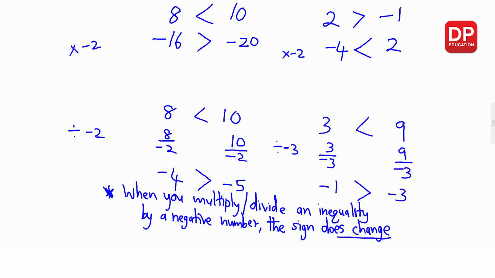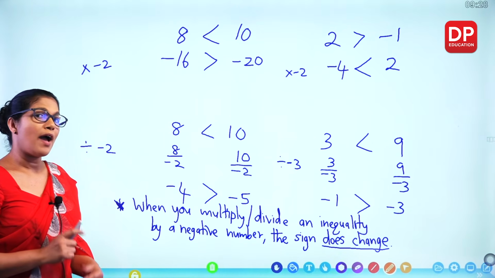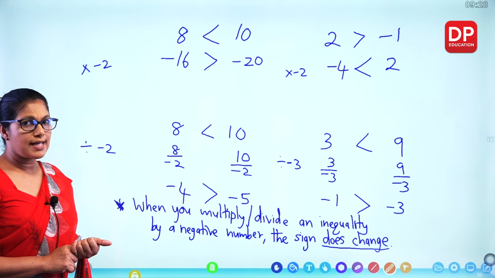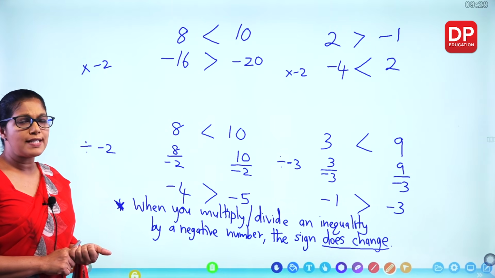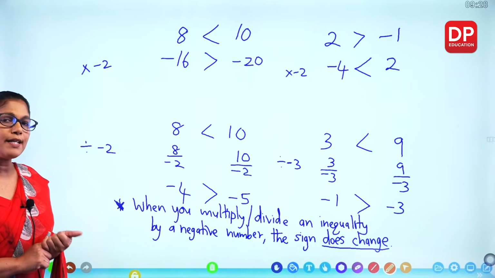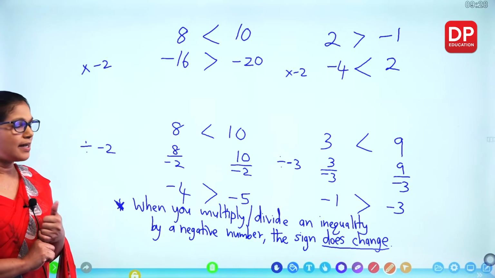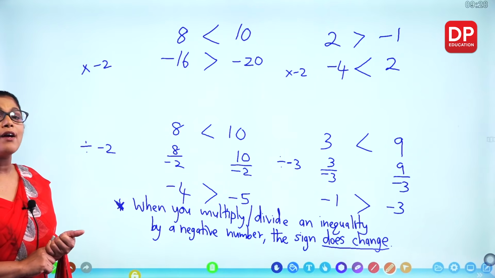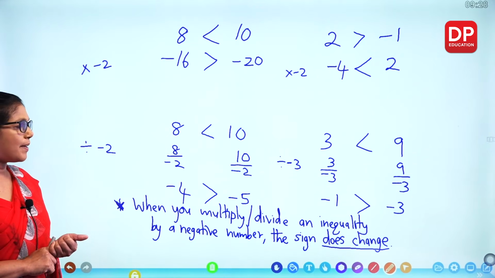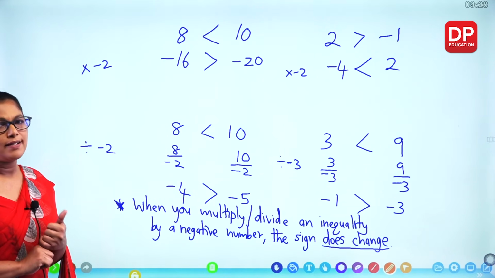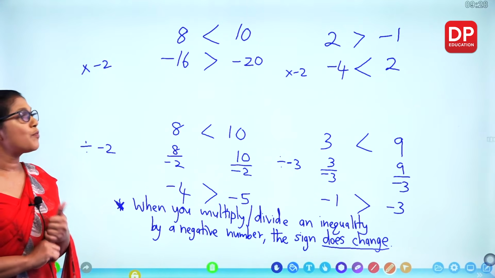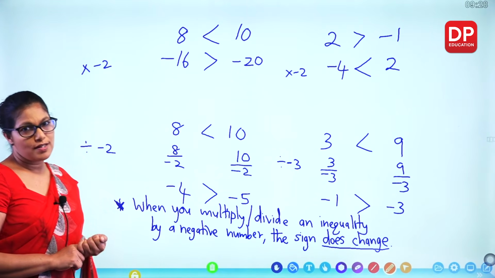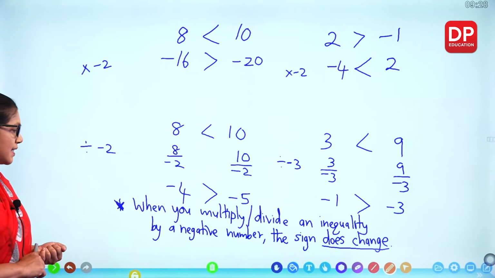So this is important. So remember that we did several rules. When you are adding or subtracting numbers, nothing will happen to the sign. When you multiply or divide by a positive number, nothing will happen to the sign. Only when you are multiplying or dividing by a negative number, the sign is changing. So remember that when you are dealing with questions related to inequalities.